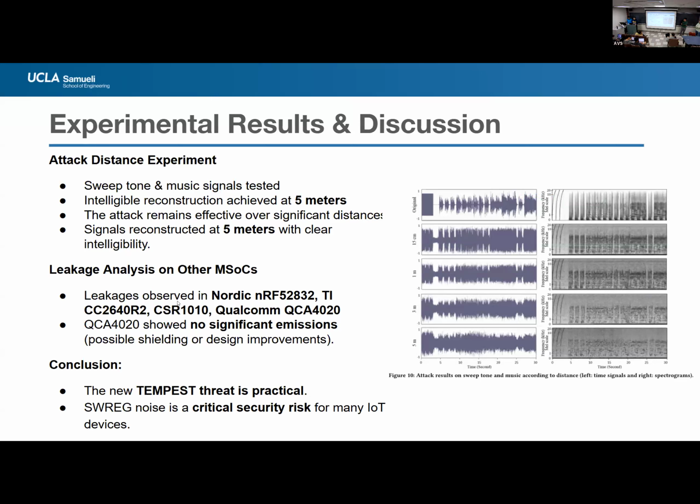Then they tried different kinds of MSOCs, and only in one of them, from Qualcomm, there were no significant emissions. Probably they used some different shielding or materials, or design improvement. It means that there are some concerns in this company about this kind of attack. So we can say that this threat is practical and the switching regulator is a critical security risk.